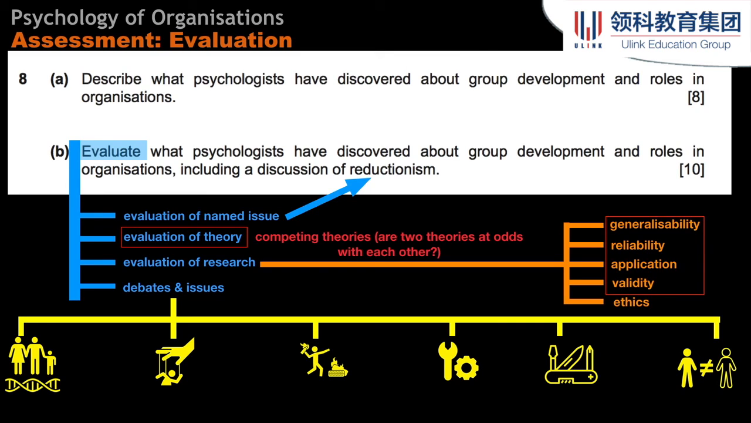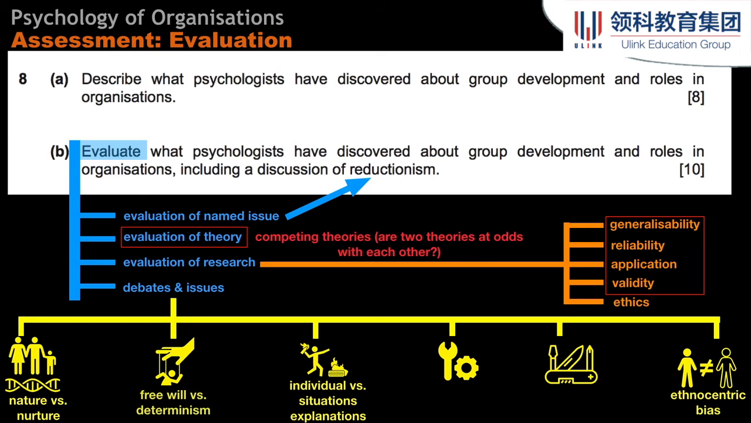But the easiest thing, or the thing that most students choose to do, is issues and debates. And these include things like nature and nurture, individual versus situational, ethnocentric bias, free will versus determinism, as we said earlier, reductionism versus holism, and usefulness. So it's a bit of a challenge. Nature, nurture, could that really be applied here? It's going to be rather difficult. We're not talking about schizophrenia. We're not talking about some sort of abnormal disorder.